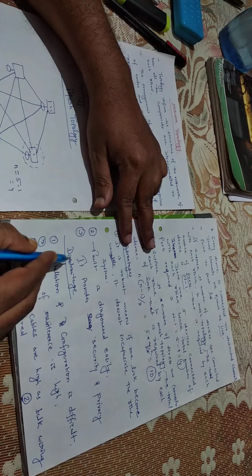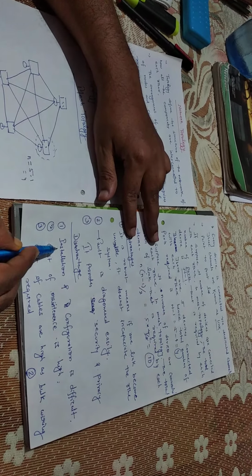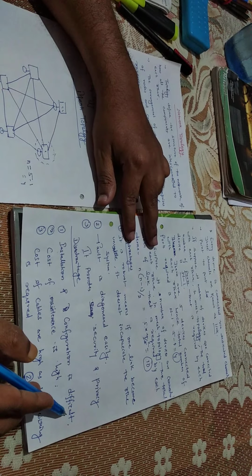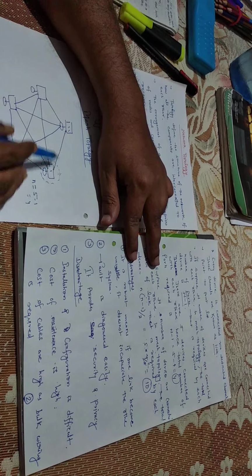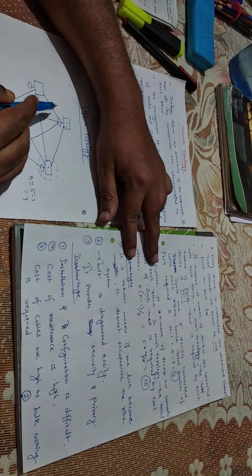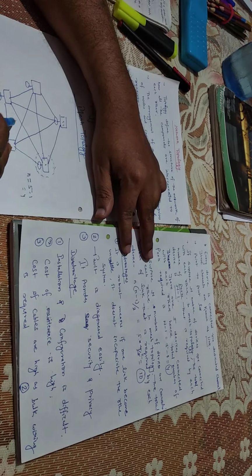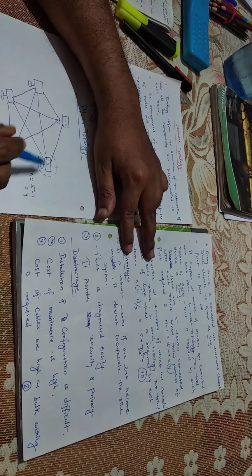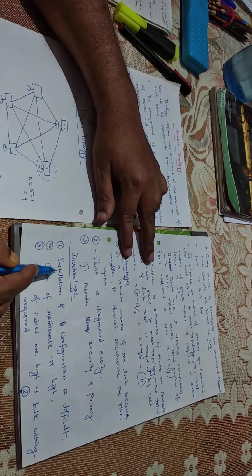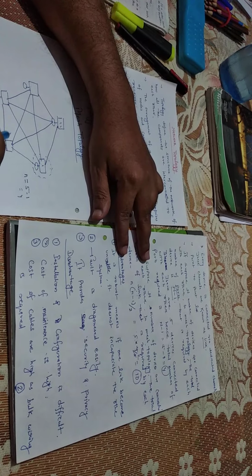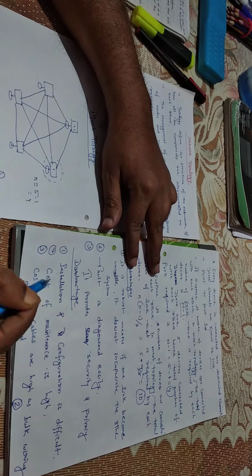So what are the disadvantages of mesh topology? First, installation and configuration are difficult. You see how complex it is, because every network is connected with every other network. So it is very difficult to install and configure every system with each other.